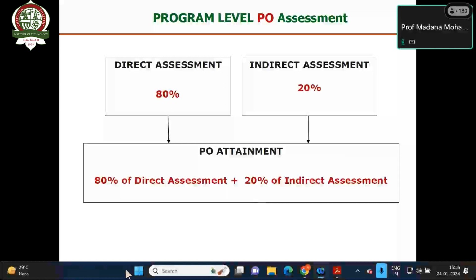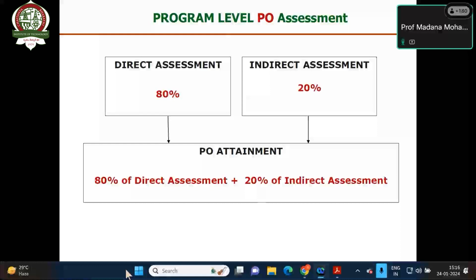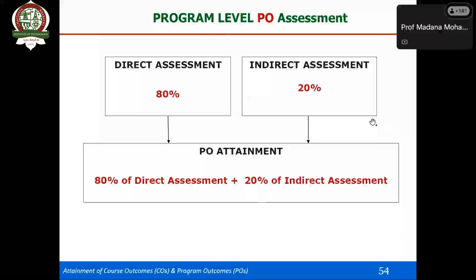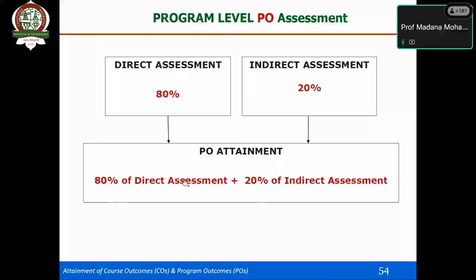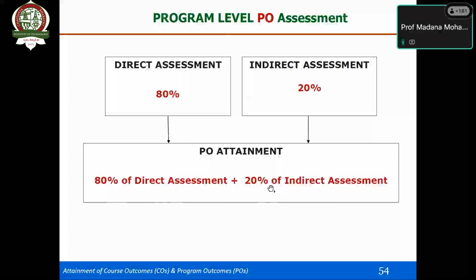Okay, now you have PO direct assessment. Now you can calculate PO indirect assessment. Then overall PO attainment also we can calculate. Again, the distribution weightage: 80% is for direct assessment, 20% is for indirect assessment. Then overall attainment of PO is a combination of 80-20%: 80% of direct assessment plus 20% of indirect assessment. That is 0.8 into direct assessment value plus 0.2 into indirect assessment value.